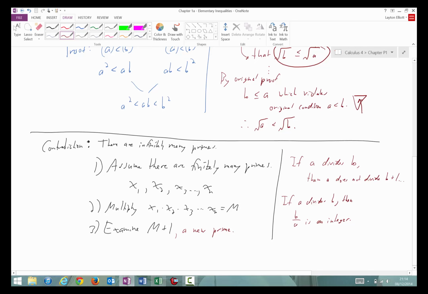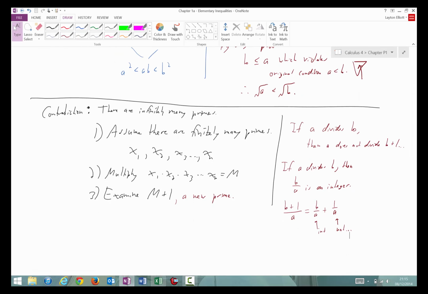And then we say, well, let's examine B plus 1 and try to divide that by A. Well, if I do that, then I get B over A, which I know is an integer, plus 1 over A, which is definitely not an integer. This first one's an integer, the second one is not an integer. And that should prove right there that it's not divisible. I have an integer plus a non-integer, which is definitely going to give me a non-integer. So that's sort of one.